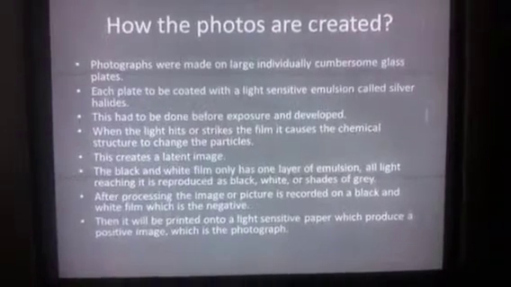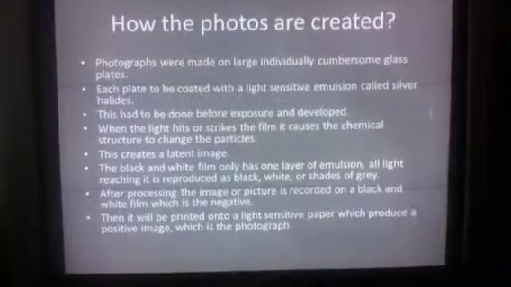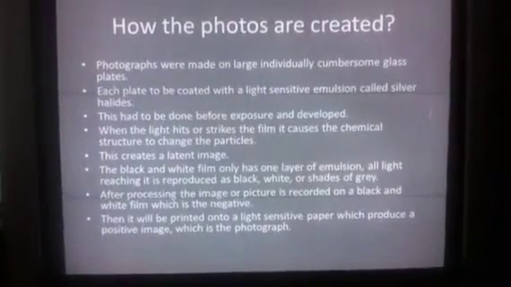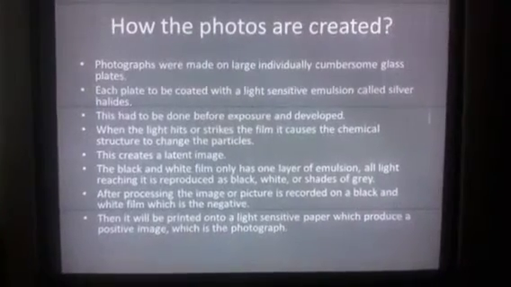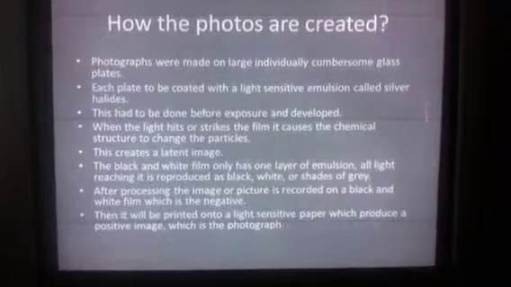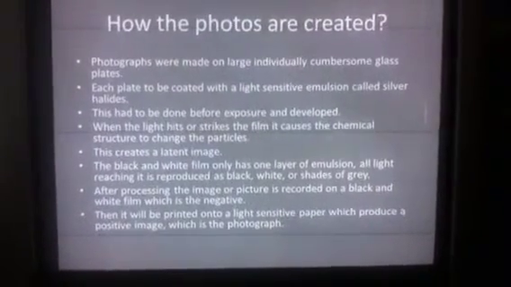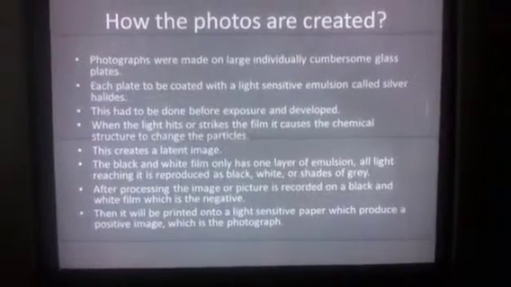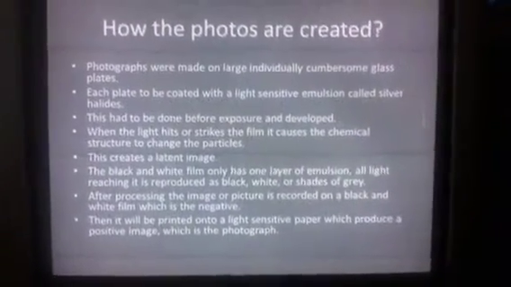When the light strikes the film, it causes the chemical structure of the particles to change. This creates a latent image. The black and white film only has one layer of emulsion. All light reaching it is reproduced as black and white or shades of gray. After processing, the image is recorded on the black and white film, which is the negative. Then it will be printed onto light-sensitive paper, which produces a positive image, which is the photograph.